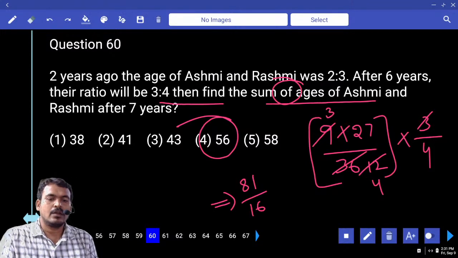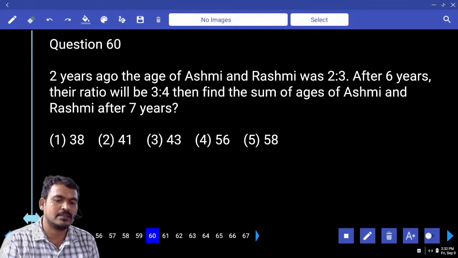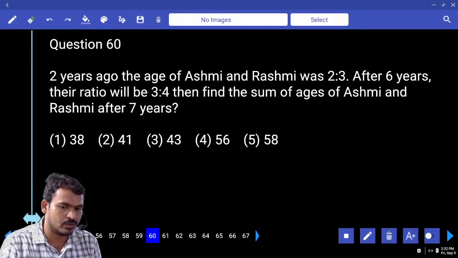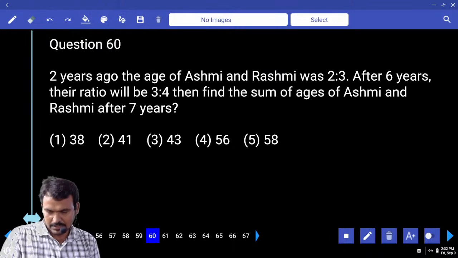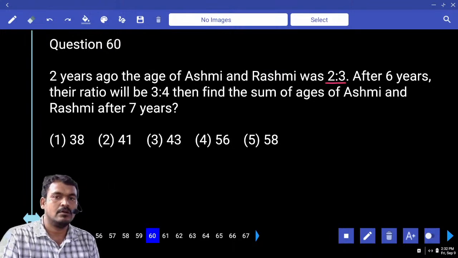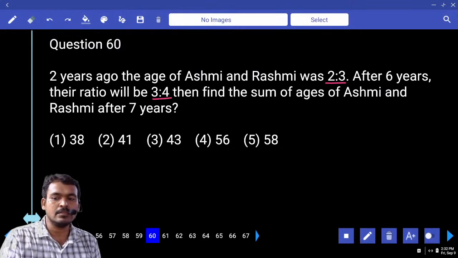60. 2 years ago, the ages of A and R were in the ratio 2:3. After 6 years, their ratio will be 3:4. Then find the sum of the ages of A and R after 7 years or not? After 7 years. First, 2 years back, what was the ratio? 2:3. After 6 years, the ratio is 3:4.